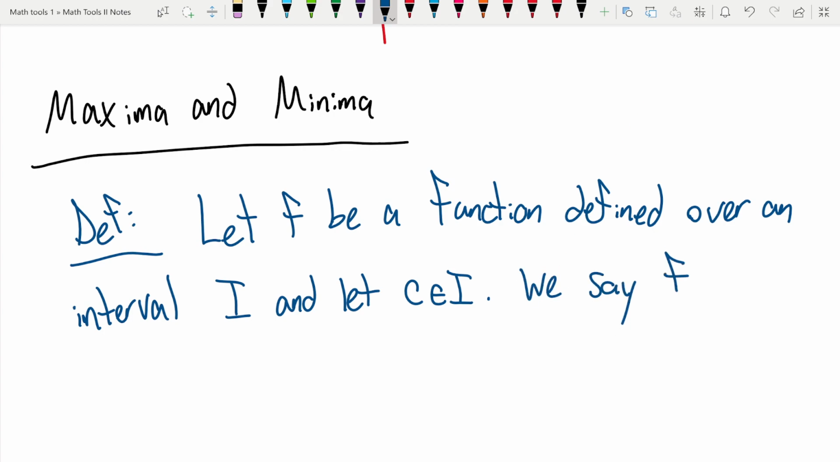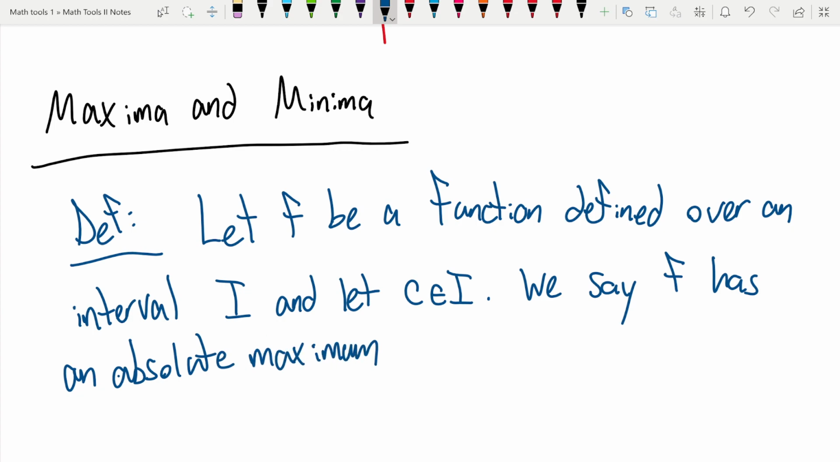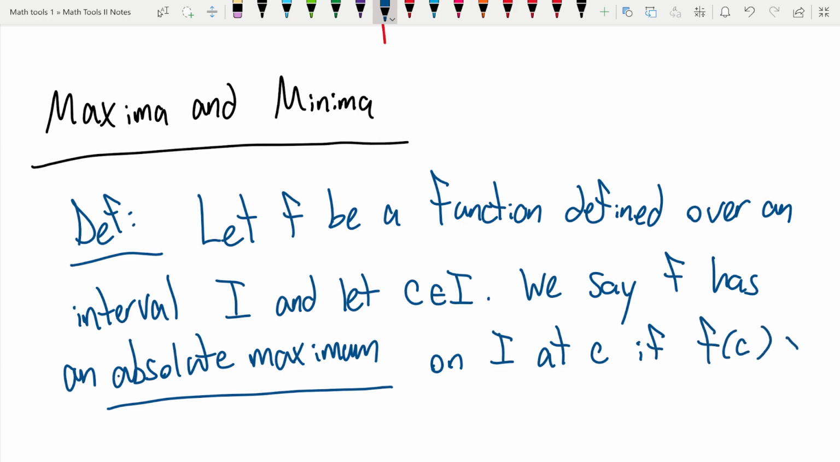Then we say f has an absolute maximum on I, on this interval, at c, if f of c is greater than or equal to f of x for all x in I. So there's an absolute maximum on this interval at c if it is larger than every other point on that interval. Hopefully this makes sense intuitively.